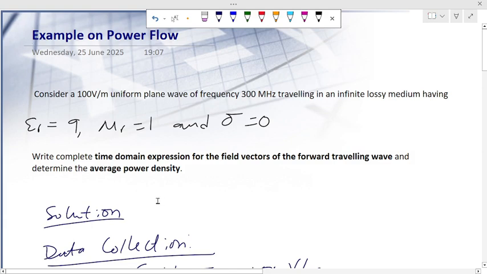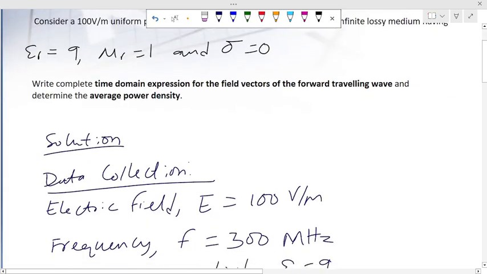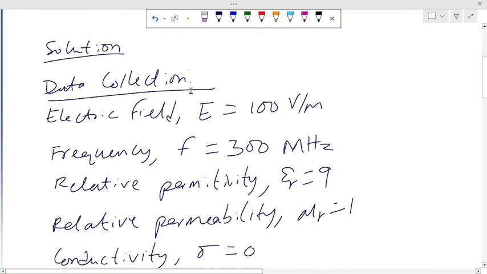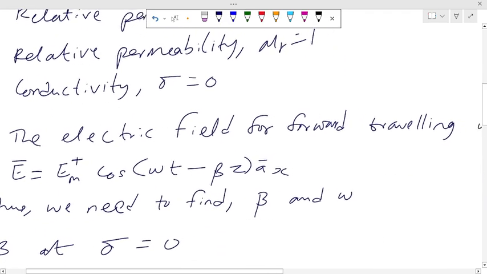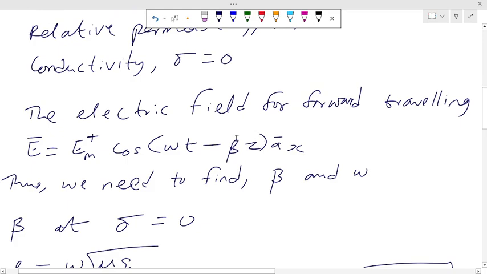Now the solution, let's take our data. All this data is taken from the question. Now the electric field for the forward traveling wave is this expression: this constant times cosine of omega t minus beta z. Now the thing is that we need to find beta and substitute it here.